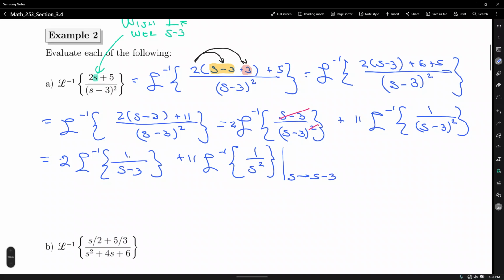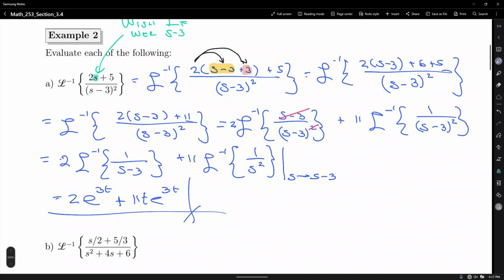So the inverse transform of 1 over s minus 3 equals 2 times, this is an exponential one, 2 times e to the 3t, plus 11 times the inverse transform of 1 over s squared. Well, 1 over s squared is the transform of just t, right? But because of the s minus 3, it gets multiplied by e to the positive 3t. Actually, there's not much to do right here other than 11t e to the 3t. And that is the inverse transform.